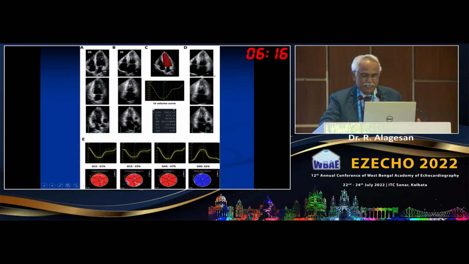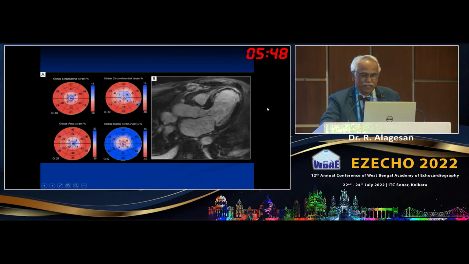For example, this is in a normal person. You can get the volumes. You can get the longitudinal strain, which is minus 31, circumferential strain, which is minus 32, area strain, which is minus 37, and radial strain, which is plus 62%. So immediately by doing a data set, we need not go on doing it for each view. The only thing is we have to clearly mark out the endocardium in the three-dimensional echocardiographic data set.